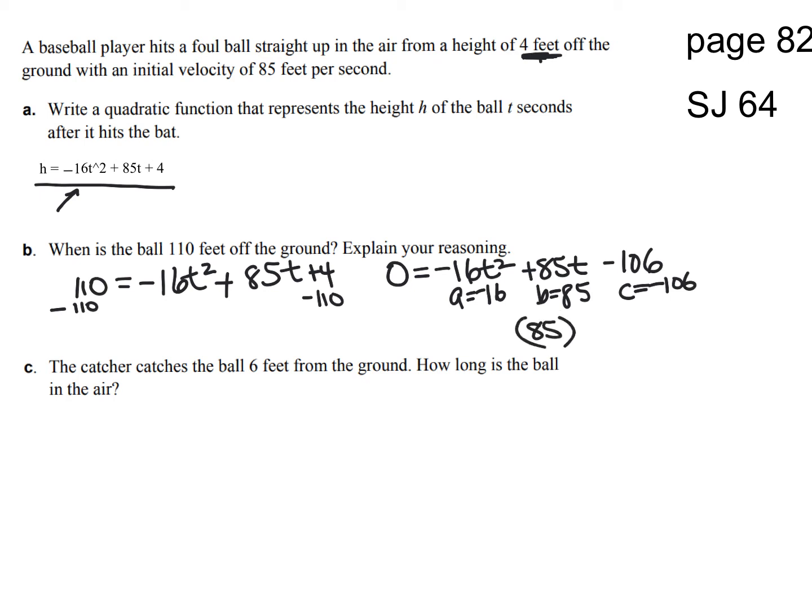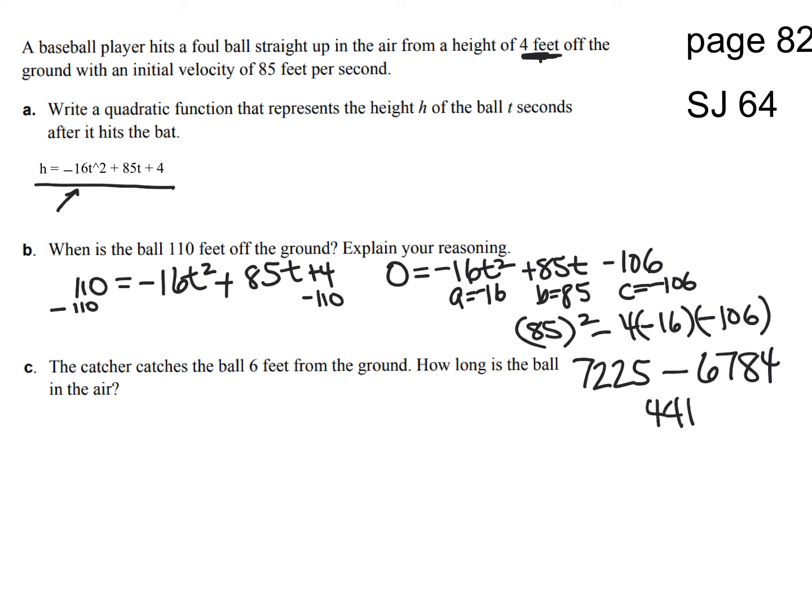B squared minus 4 times A times C, 85 squared is 7,225. A negative times a negative is a positive times a negative is a negative, so minus 4 times 16 times 106. That's 6,784. 441 is what I get.